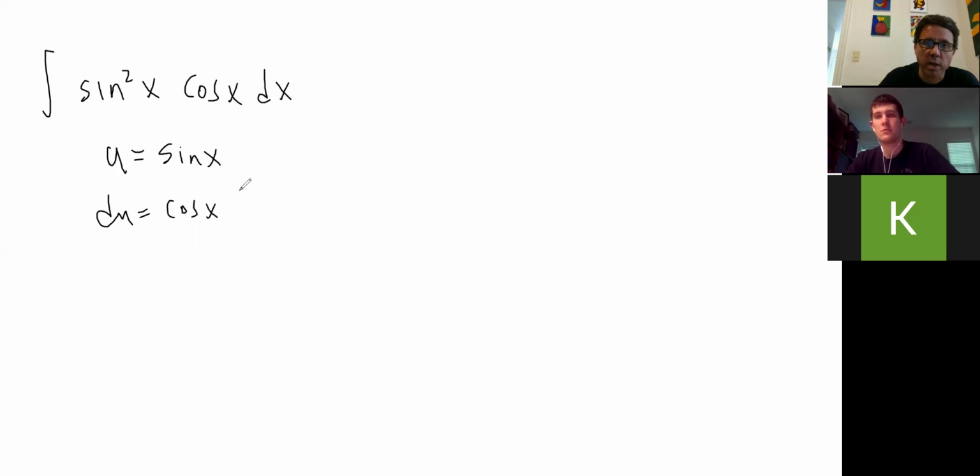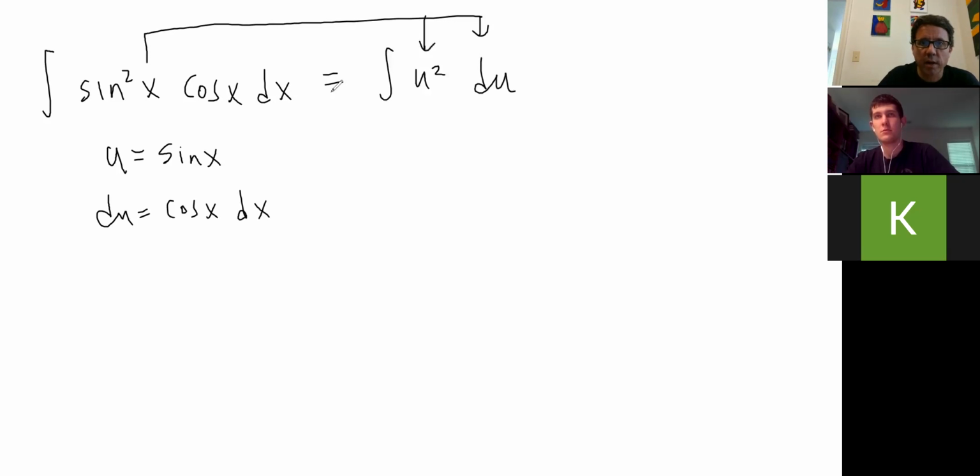Du is cosine dx. So it lines up perfectly that the first part is u squared, and that part's there, this part is here. In which case, I've made it a lot easier by substituting that in, and now I can actually do the antiderivative.